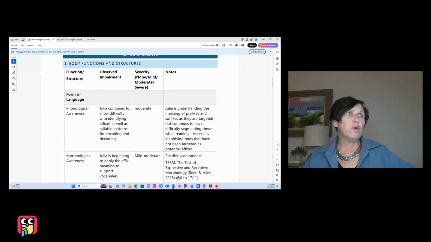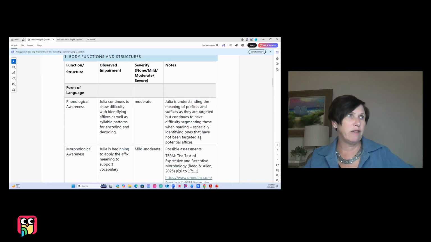So she continues to have difficulty identifying affixes as well as syllable patterns for encoding and decoding. So both phonological awareness and morphological awareness continue to impact her. It's moderate at this point. She understands the meaning of prefixes and suffixes as they're targeted, but continues to have difficulty segmenting these when reading, especially identifying ones that haven't been targeted and identifying that those may be potential affixes.